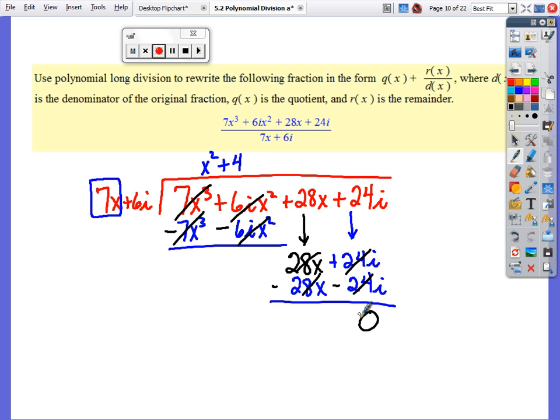Now again, what does that mean? My quotient is x squared plus 4. My factors are 7x plus 6i and x squared plus 4 of that red polynomial is what it is.